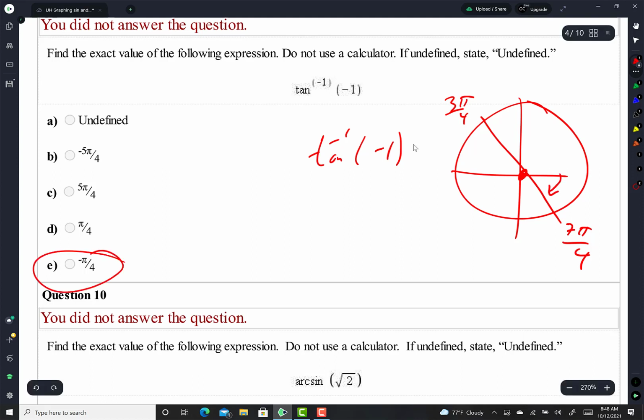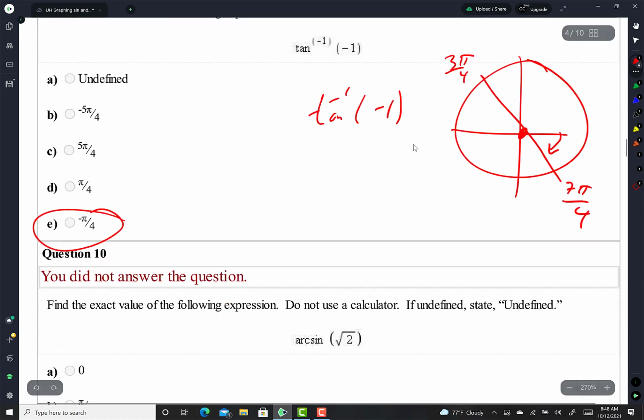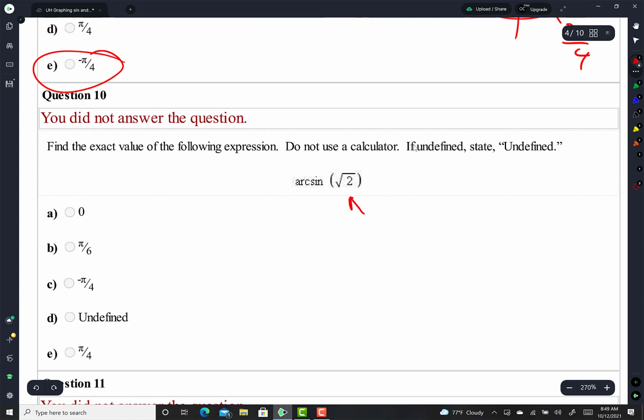This is negative pi over 4 right there, if we go clockwise. That makes sense, guys? Okay. Arc sine of square root of 2, that's not possible.